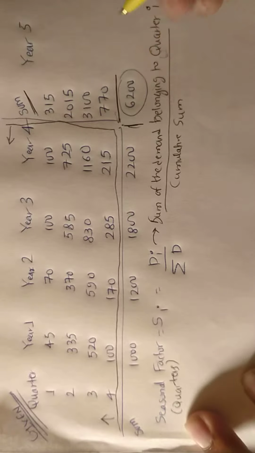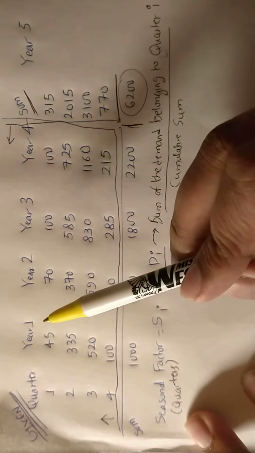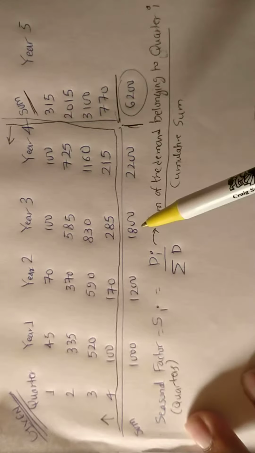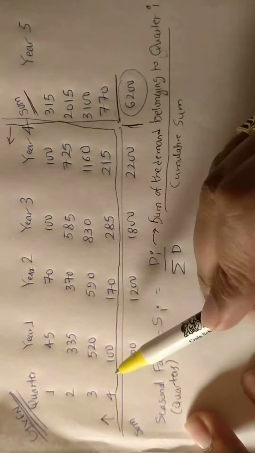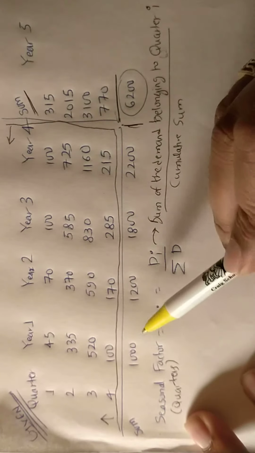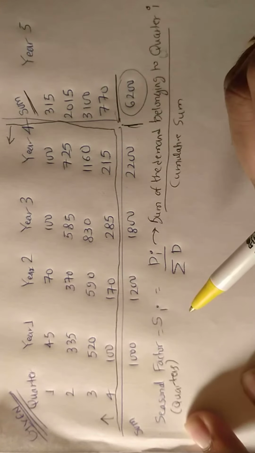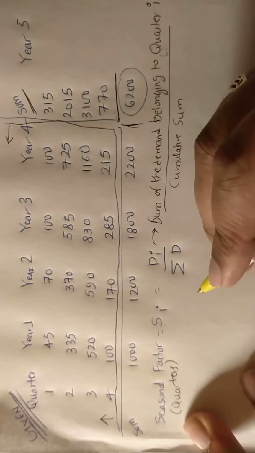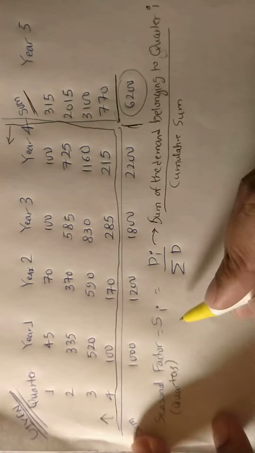Similarly, I also computed the sum for the years. The total demand for year one is 1000, 1200 for year two, 1800 for year three, and 2200 for year four. Remember that the totals or the sum data is not given to us. We have to compute that in order to find the seasonality factor. So let's find out the seasonality factor 1.